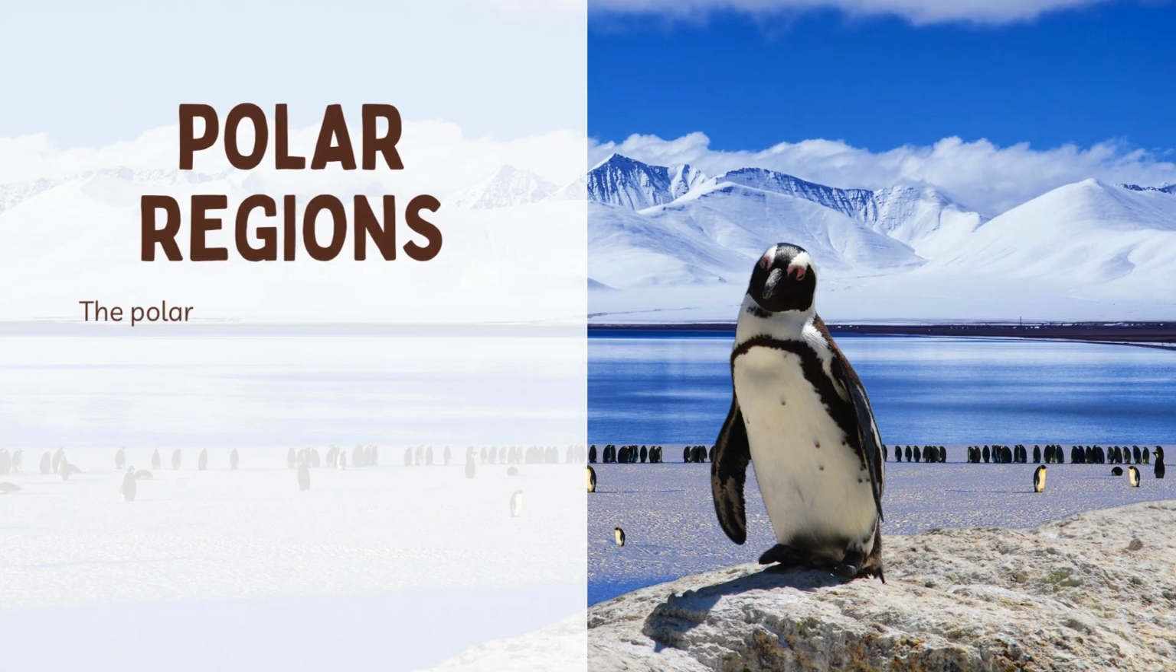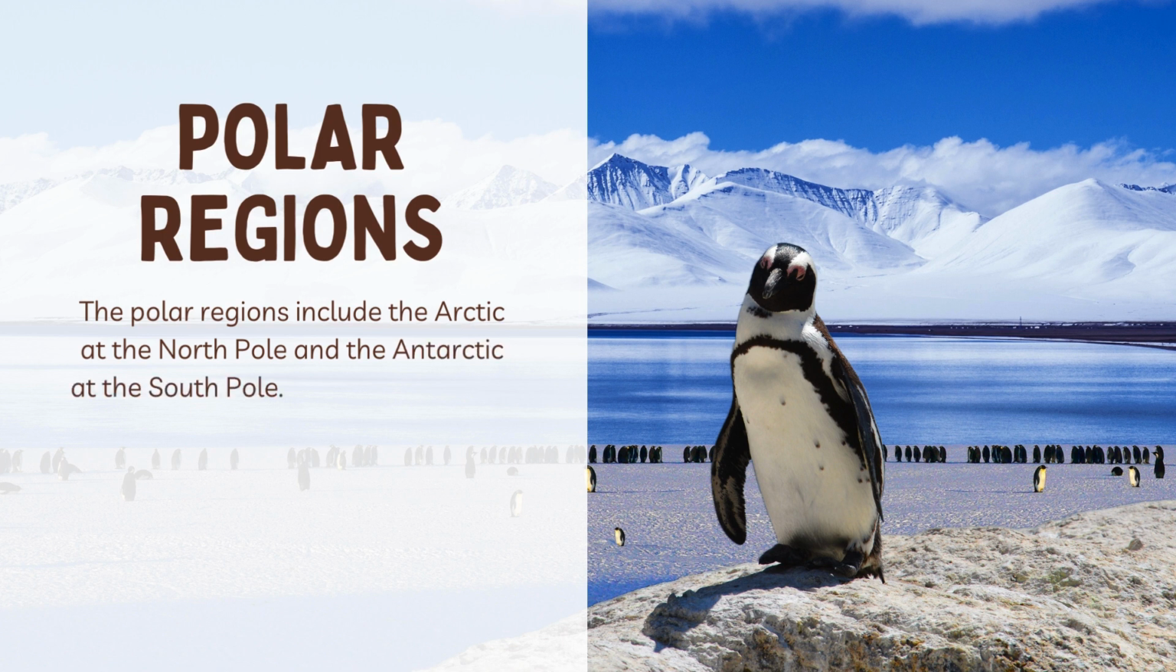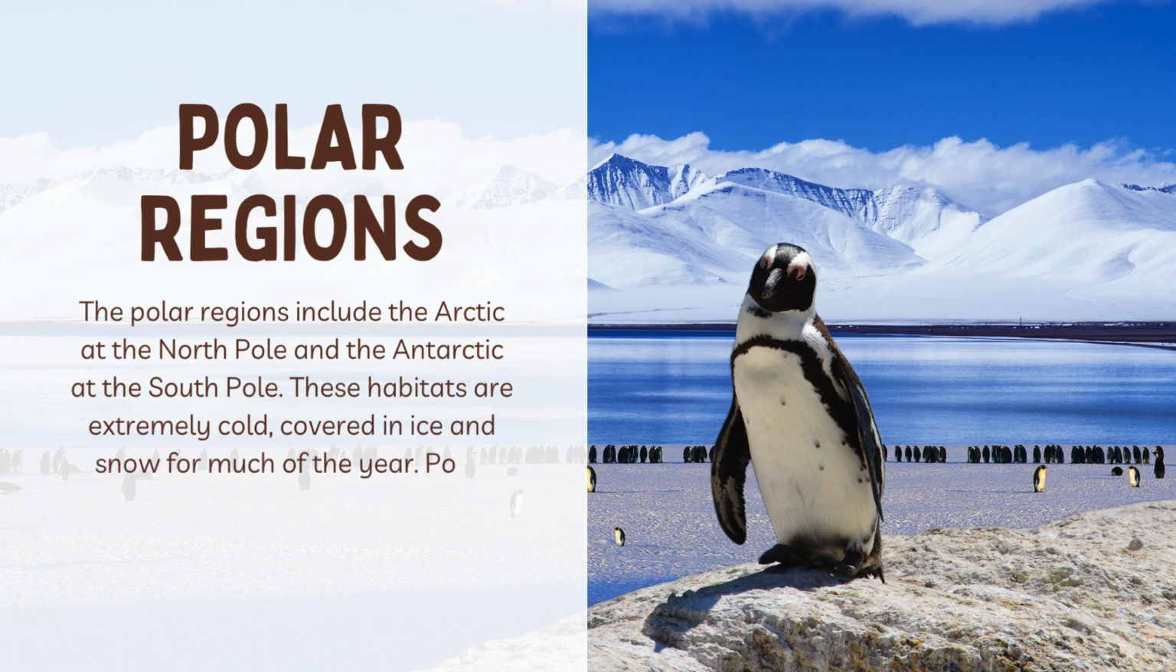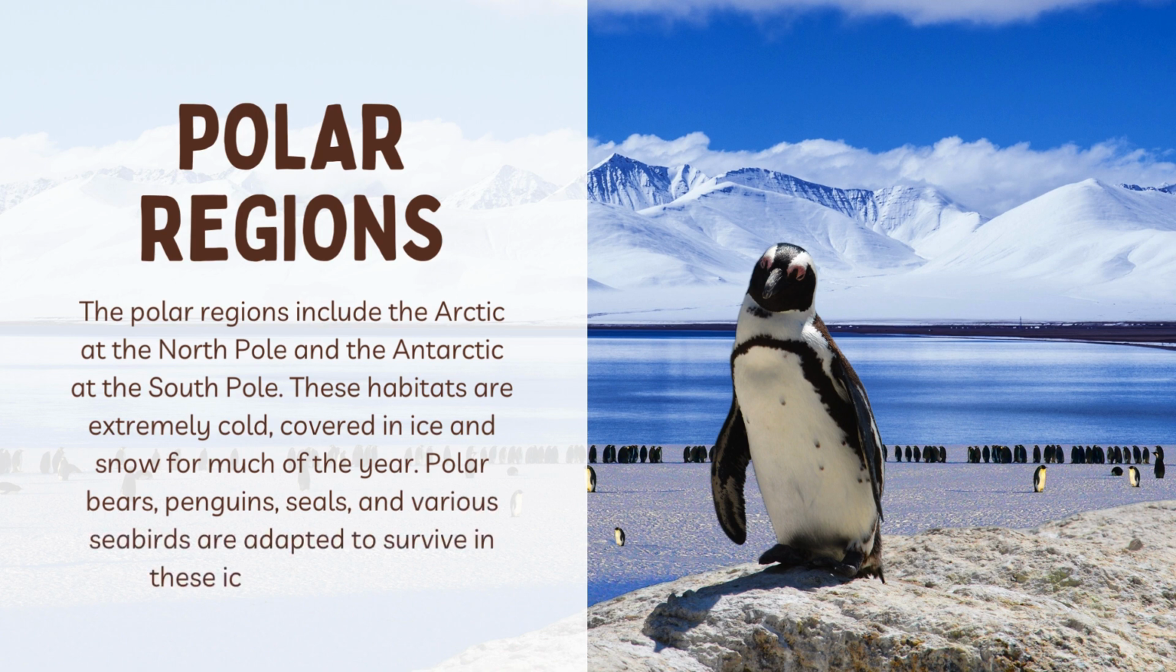Polar regions. The polar regions include the Arctic at the North Pole and the Antarctic at the South Pole. These habitats are extremely cold, covered in ice and snow for much of the year. Polar bears, penguins, seals, and various seabirds are adapted to survive in these icy environments.